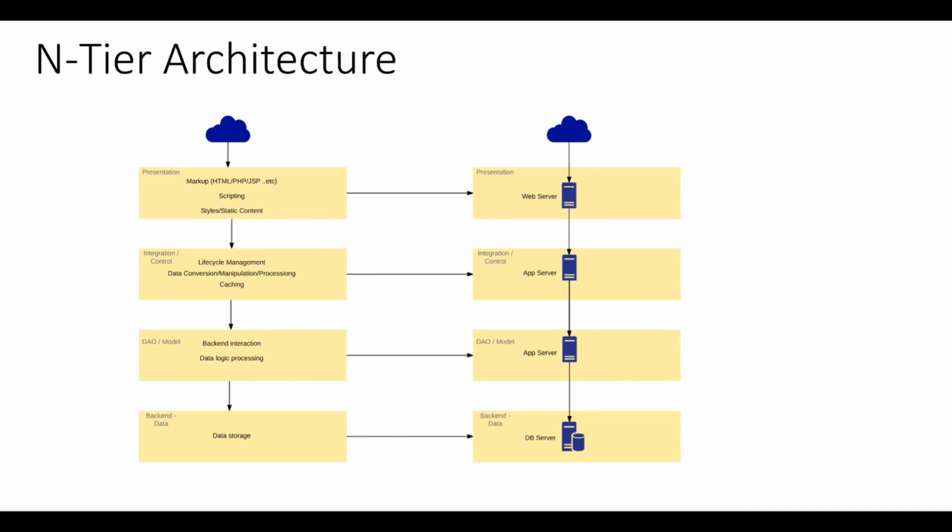So usually these layers are translated into servers. In your presentation layer, you have a web server to keep your static files and present them to the internet. In your integration and DAO layer, you have an application server. You could combine them in one server or split them into different tiers, depending on the complexity and the architecture of your application. And in your backend, you have one or more databases or ERP systems or any other sort of data storage.